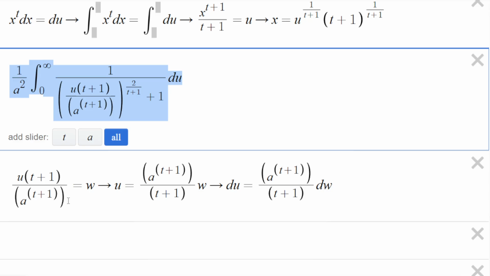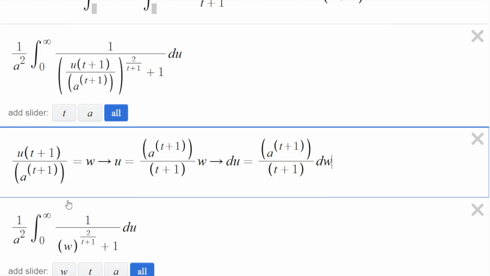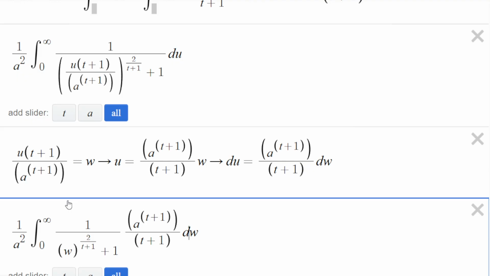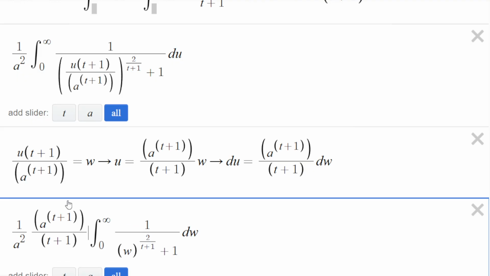All right, so let's copy this down and perform our substitution. Okay, bounds of integration, again, they're not going to change, as they often don't when you're using bounds of integration from 0 to infinity. This was defined to be w, and our du is now this. And this is, of course, a constant, which can be brought right outside.